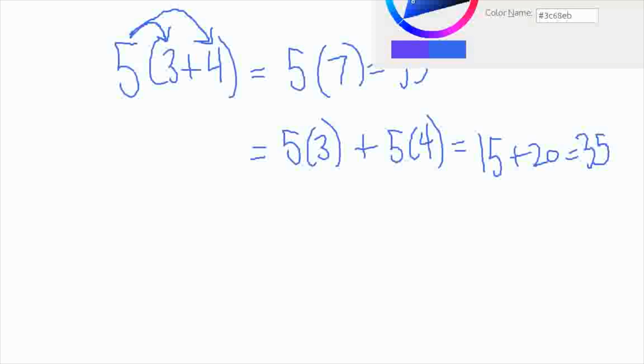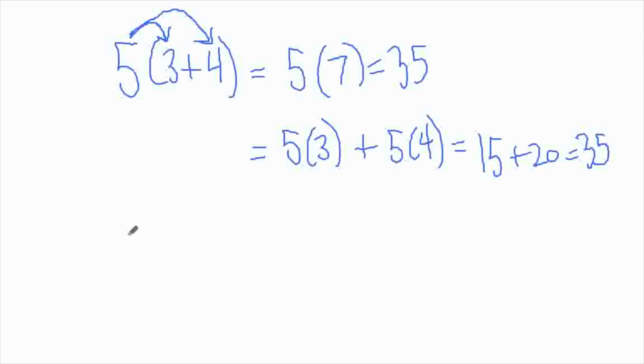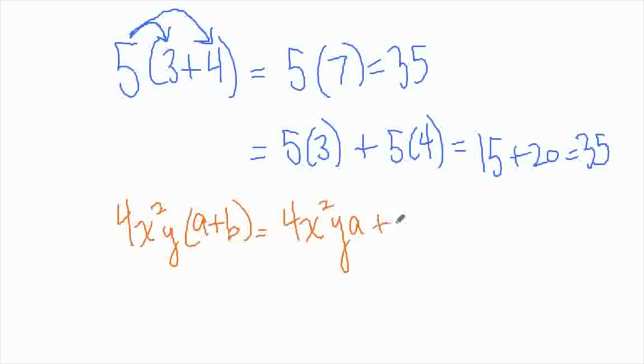Alright, let me give a slightly more complicated example that uses variables. Let's say I had 4x squared y times (a plus b). The same idea applies. I simply take the blob on the outside and multiply it by each guy on the inside. So this would be 4x squared ya plus 4x squared yb.